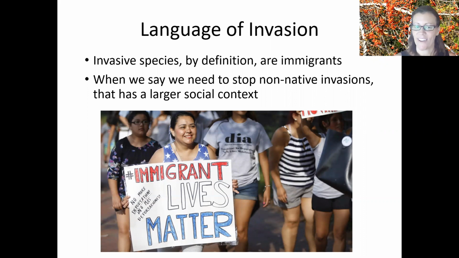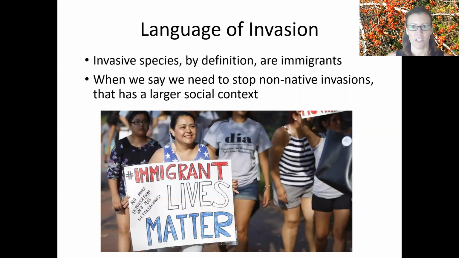So invasive species, by definition, right, are immigrants. They're non-natives, non-indigenous species. They were moved from someplace else to someplace new. That's the first step in the pathway towards becoming invasive. But it's important to also recognize that just by definition, by being an immigrant, by being a non-native, that has a larger social context. When we say immigrant, we say non-native, we say invasive, we may be talking about a specific plant, but those words are used way larger than just invasion ecology.